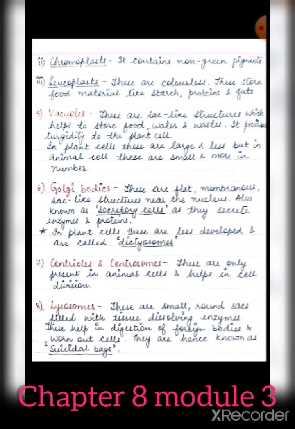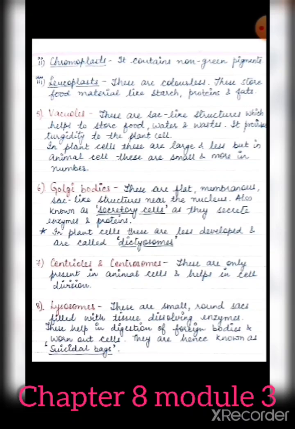Fifth one is vacuoles. These are sac-like structures which help to store food, water and wastes. It provides turgidity to the plant. In plant cells these are large and less in number, but in animal cells these are small and more in number. So vacuoles are sac-like structures, and they store food, water and waste.